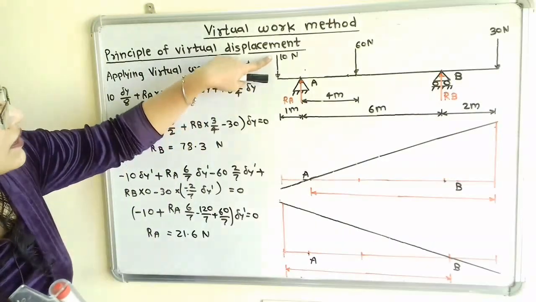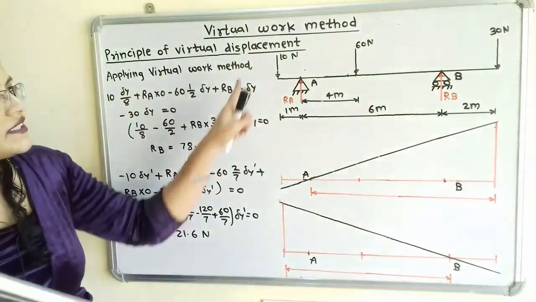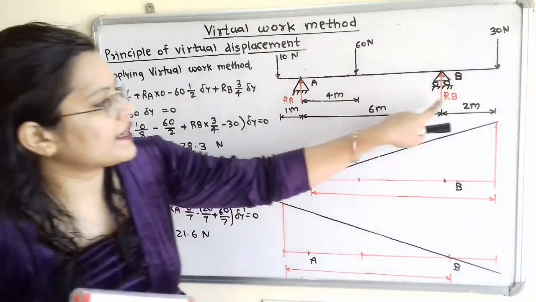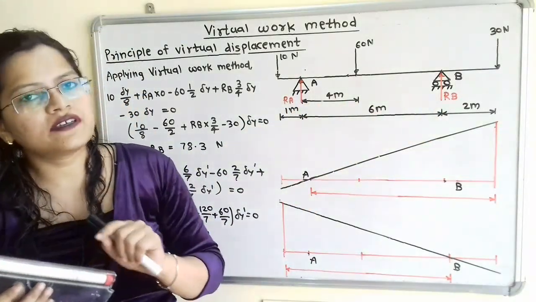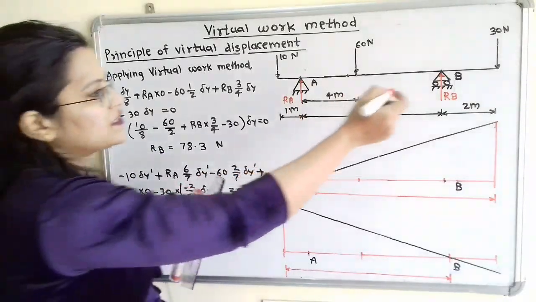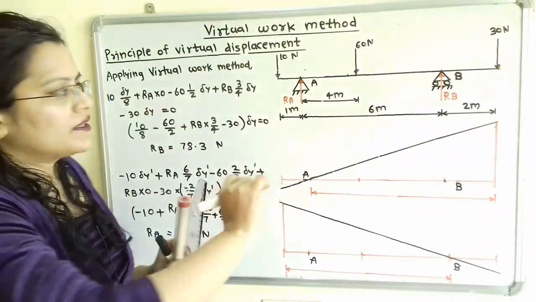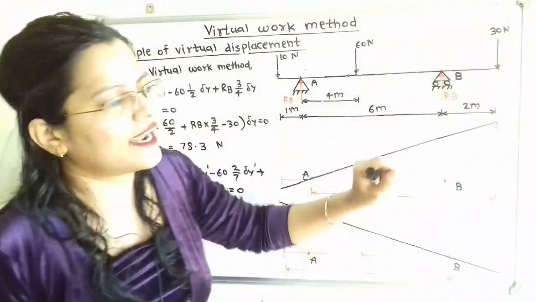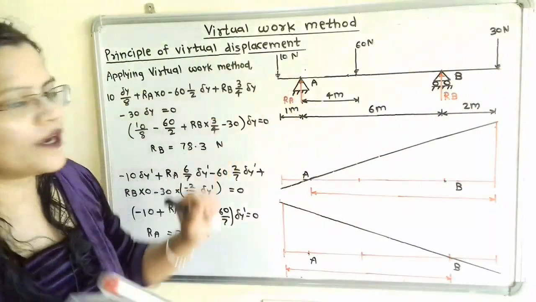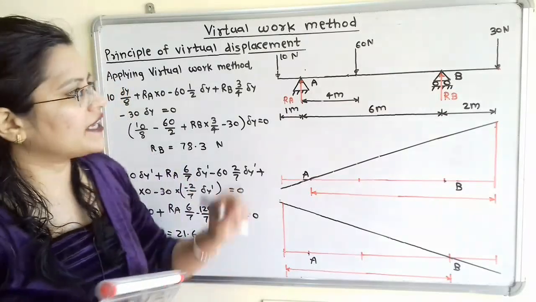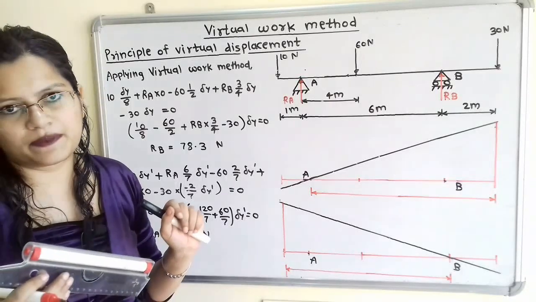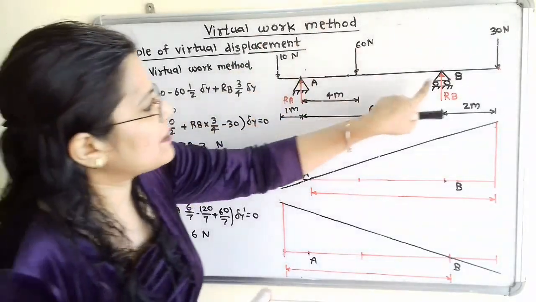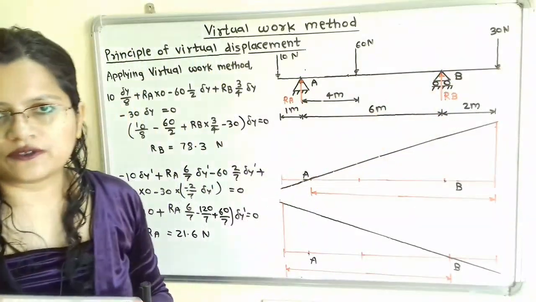Now if we observe, 10 Newton, 60 Newton and 30 Newton are the forces acting in the vertically downward direction. Now how do we find out the unknown values RA and RB? There are two cases. In the first case, we give a small displacement at the right-hand end of the beam, and at the same time the displacement at point A should be 0. In the second case, we give an upward displacement at the left-hand side, and at the same time the displacement at point B should be 0.